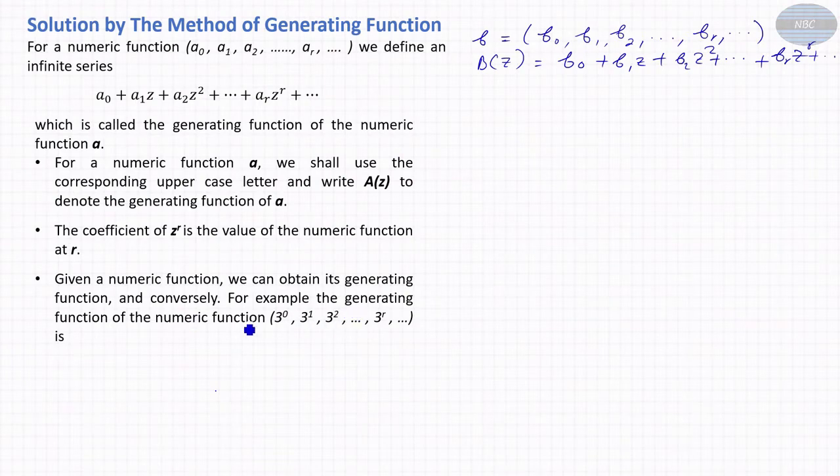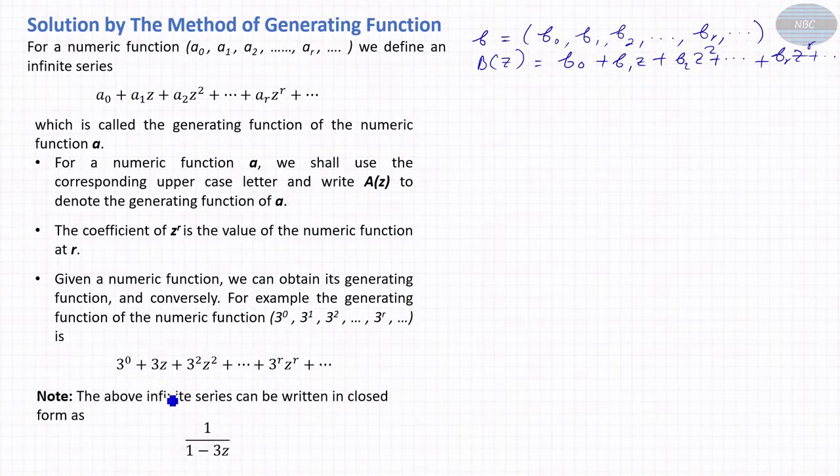For example, consider the numeric function 3 to the power r. If the numeric function is given, you can find the corresponding generating function, and vice versa: if the generating function is given, then you can find the numeric function. This is a numeric function and this is its corresponding generating function. It can be written in a closed form as 1 divided by 1 minus 3z. So how is it going to be written?